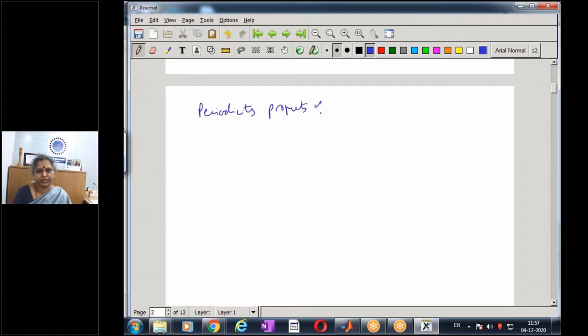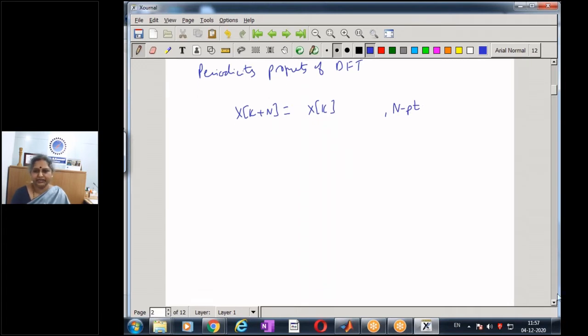The periodicity property of DFT. What the property states is x of k plus N is equal to x of k for an N-point DFT. The DFT is periodic with period N, and this is not unexpected because we know that the N-point DFT is actually giving N samples from a periodic spectrum, and hence it has to be periodic with period N. So now let's try to prove the property.